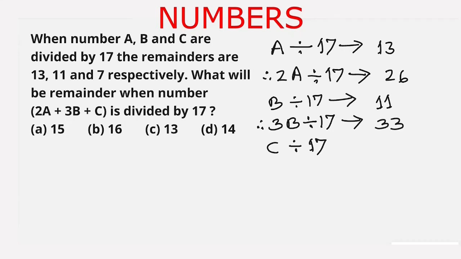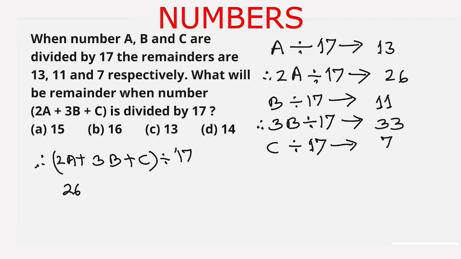And when C is divided by 17, the remainder is 7. Therefore, when 2A plus 3B plus C is divided by 17, the remainders are 26 plus 33 plus 7. And this is equal to 33 plus 7 is 40, plus 26 is 66.